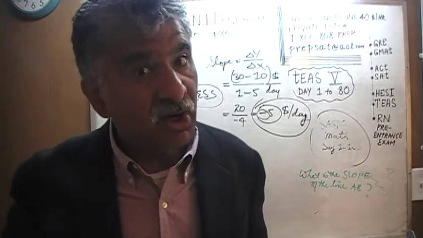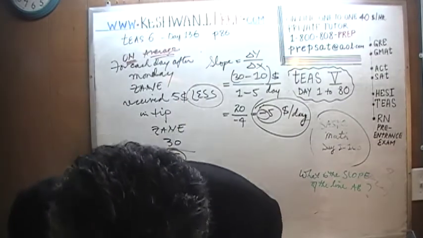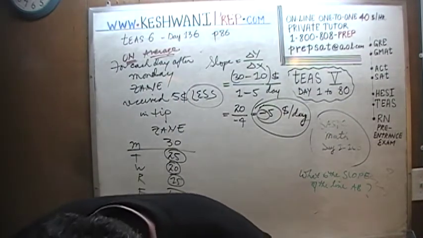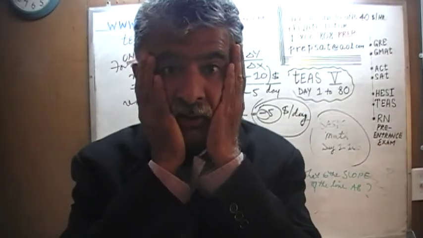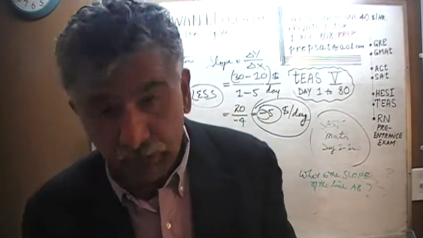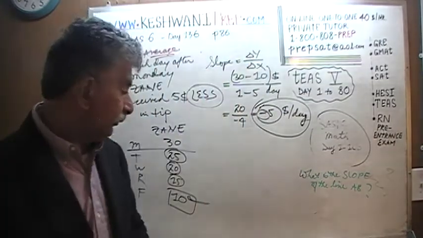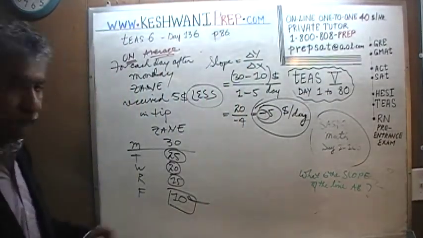Is that what we see in the chart? Let's take a look. Zane. Oh my God, it is $10 on Friday. It's spooking me out. It's freaking me out. I don't know what to do. I'm all spooked out. You see?